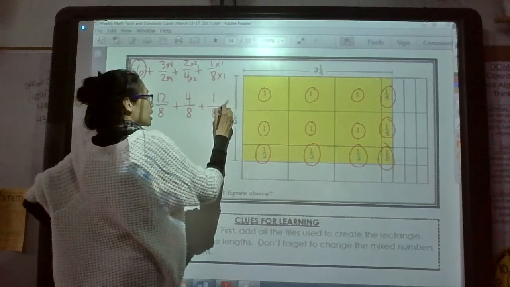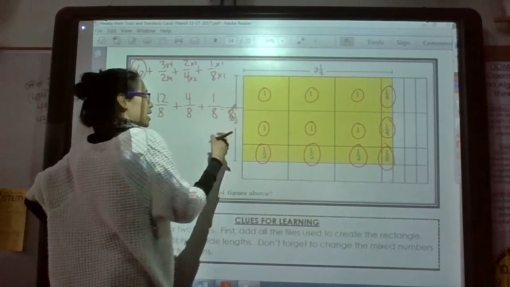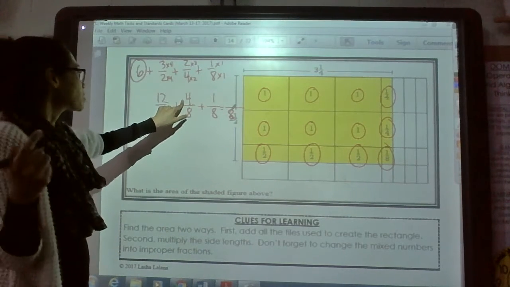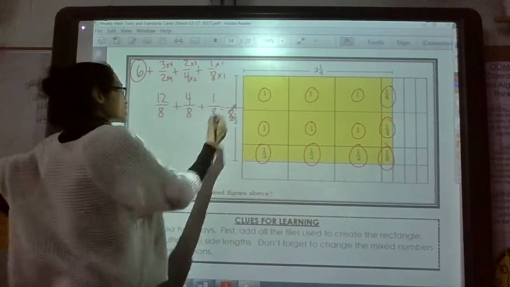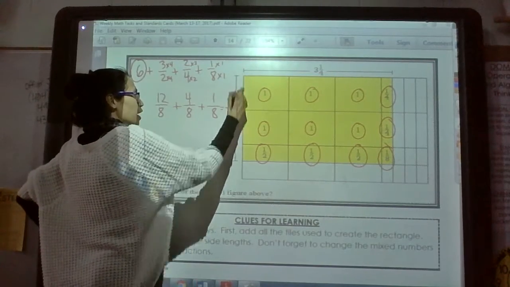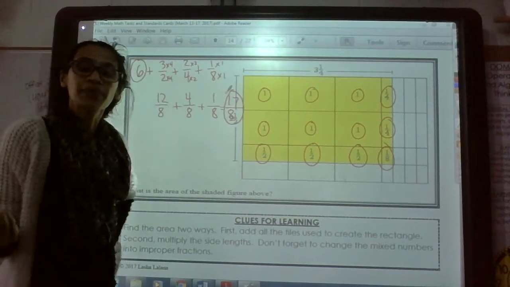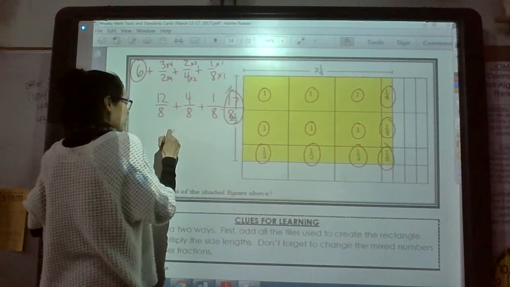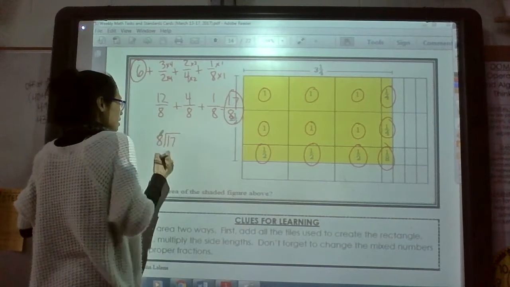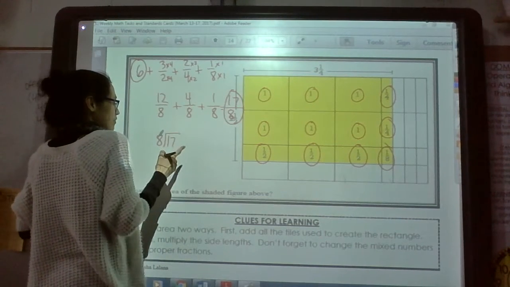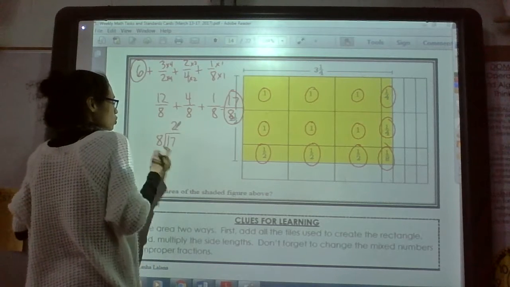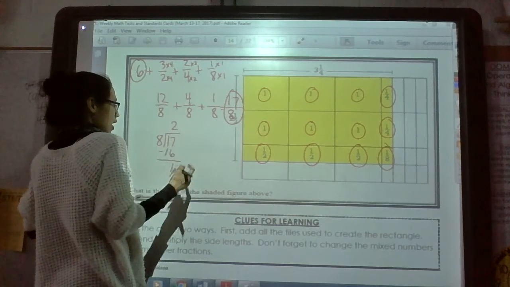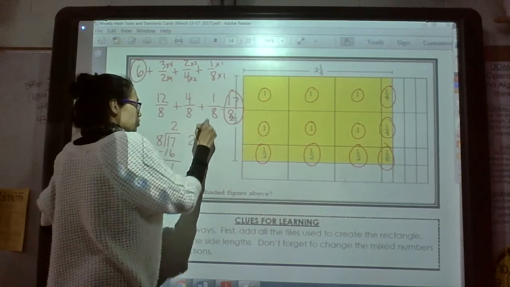Now let's add all this together. My denominator stays the same. That's an 8. What's 12 plus 4? 12 plus 4 is 16, plus 1 is 17. So I have 17 over 8. But that is an improper fraction, so we need to change it to a mixed number. Let's do that by dividing. 17 divided by 8. 8 goes into 17 2 times. 2 times 8 is 16. Subtract, that's 1. So I have what? 2 and 1/8 right here.